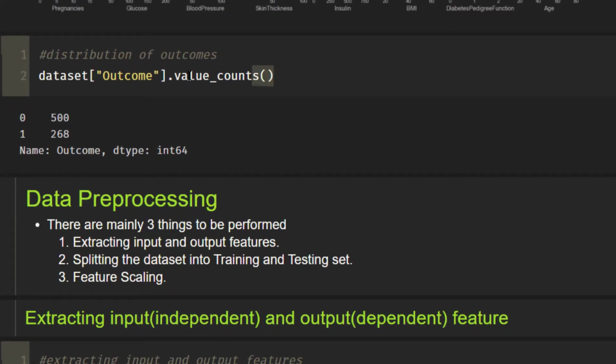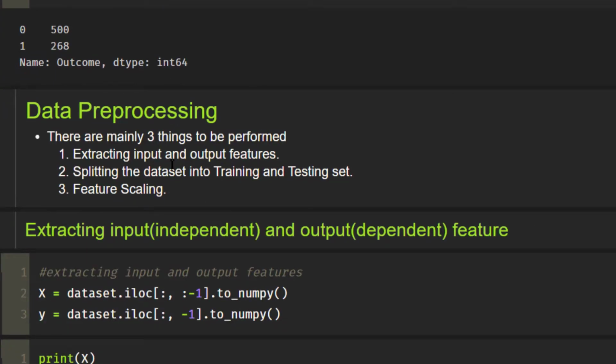And then I check how many outcomes are present. For example, out of 768, 500 are non-diabetic patients and 268 are diabetic patients. So here I have stopped the exploratory data analysis part. In a real sense, you can go on with exploratory data analysis; people actually make entire projects on it. But I stopped here because the focus was on building machine learning models.